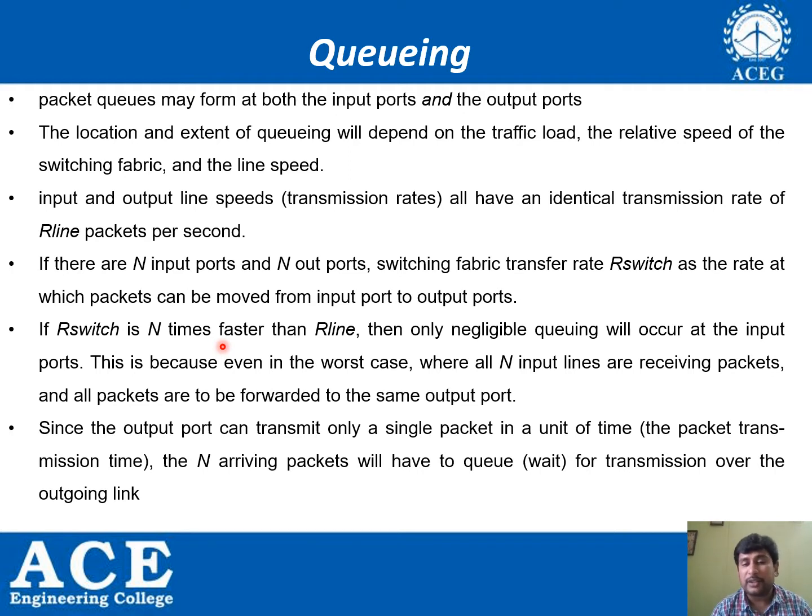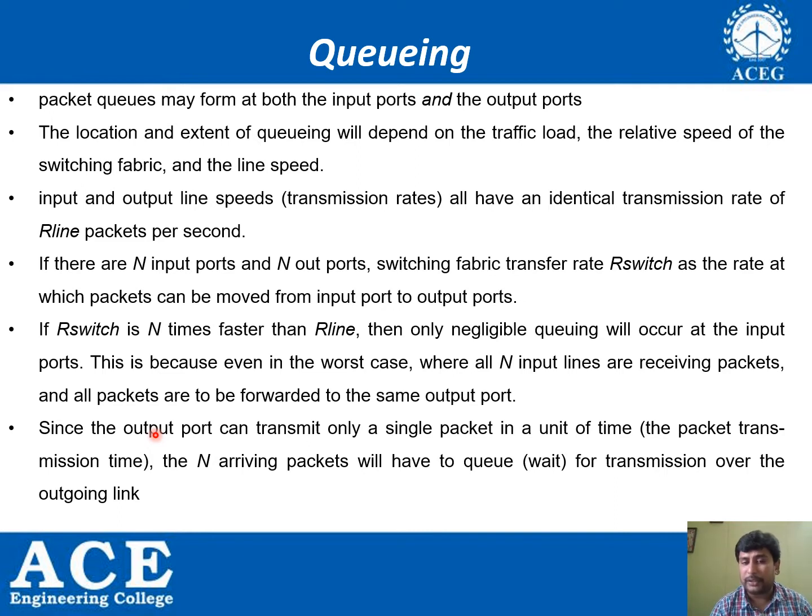This is because even in the worst case, where all the input lines, if I have n input ports, all of them have datagrams, they can still be managed by the switching fabric because its switching rate is n times the line speed of the input port. So all the packets can be accepted by the switching fabric. But we are assuming the line speed of the input port and output port is R line, and here we are getting packets at the rate of n into R line.